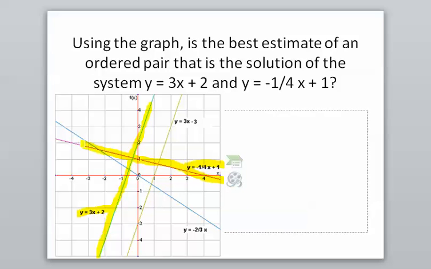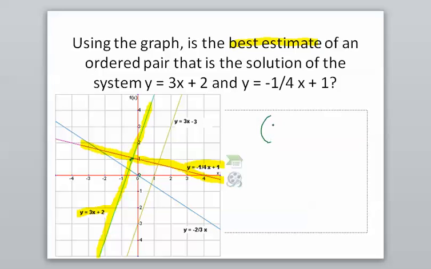Okay? And they're asking me what is the best estimate of an ordered pair here. They don't want the exact ordered pair, they want a best estimate. So they're wanting that point right there. Well, let's see here. My x value is somewhere between 1/2 and maybe 3/4. So I'm going to say 1/2.